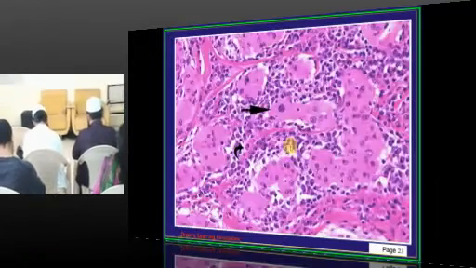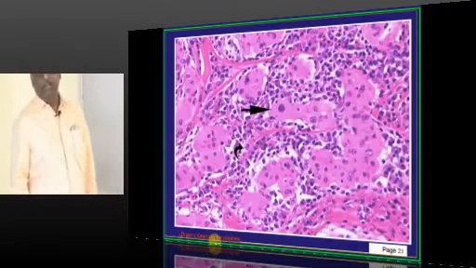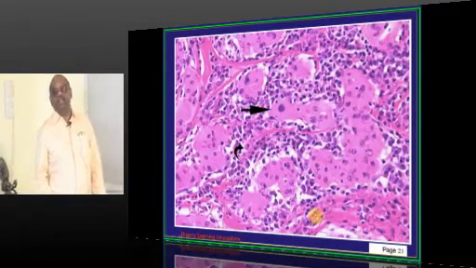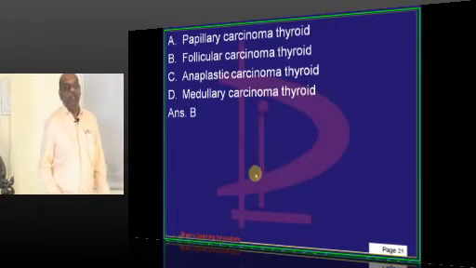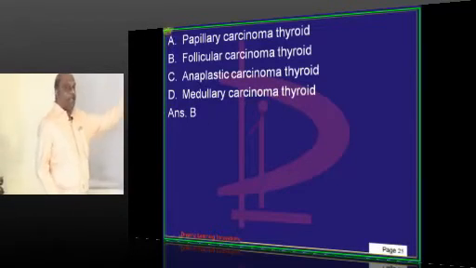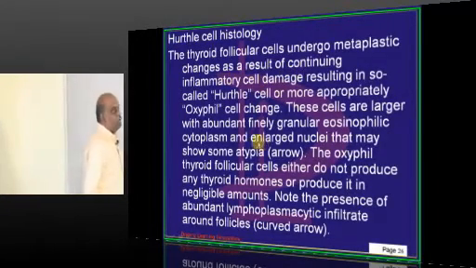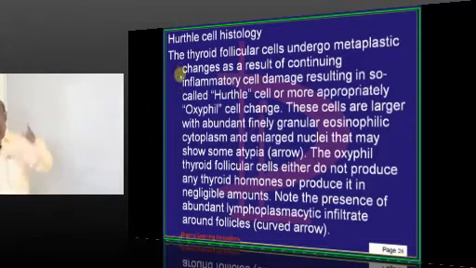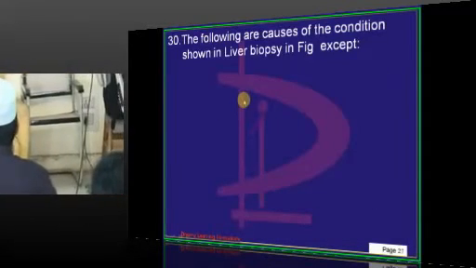Now you have been shown a histology of the thyroid gland. What is this histology called? Hurthle cell histology is the name which is given. Hurthle cell histology portends a poor prognosis in case of follicular carcinoma of the thyroid, is what you have to remember. So the thyroid follicular cells undergo a metaplastic change and typically that leads to development of Hurthle cell histology.